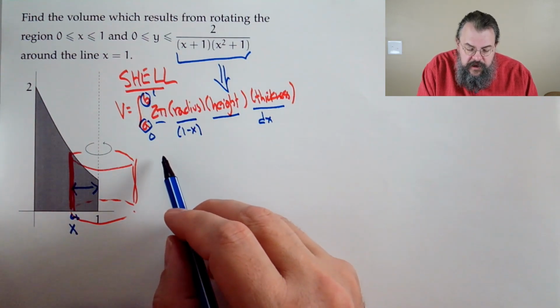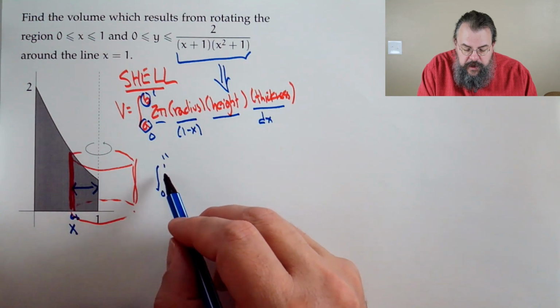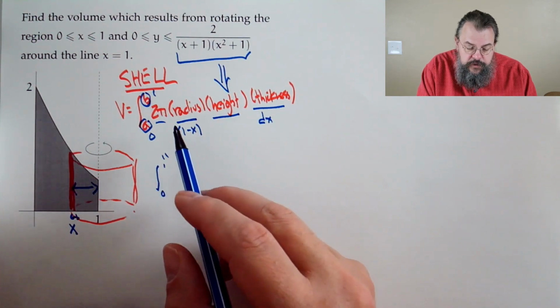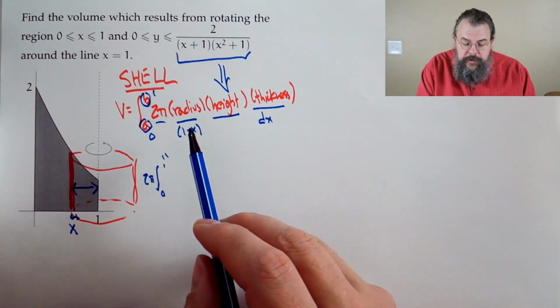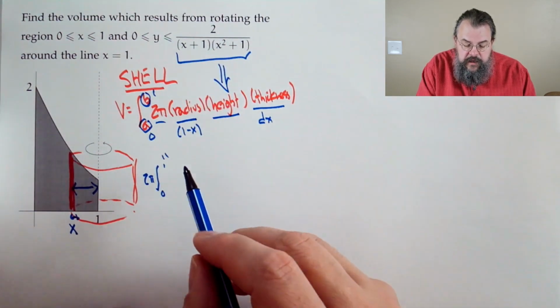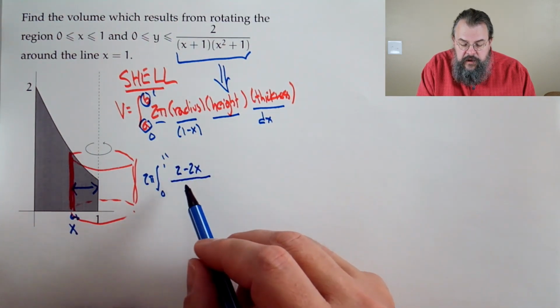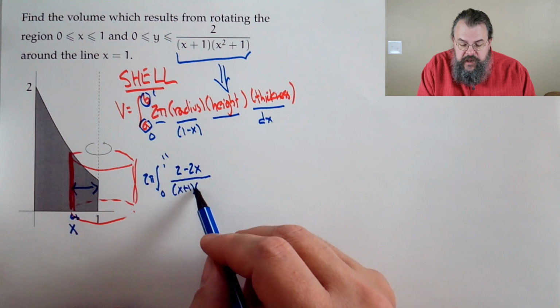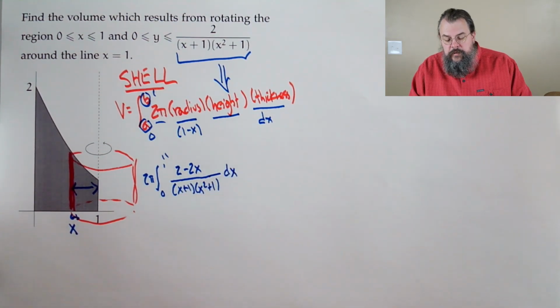Okay, so we have the following. This is the integral 0 to 1 of 2 pi. Well, let's just pull the 2 pi out. And then we take 1 minus x times that. So I can write that as 2 minus 2x over x plus 1, x squared plus 1 dx.